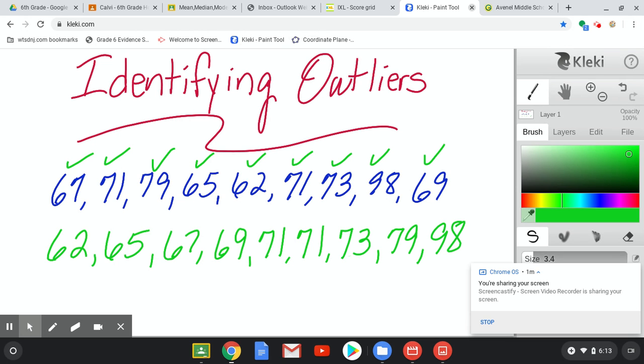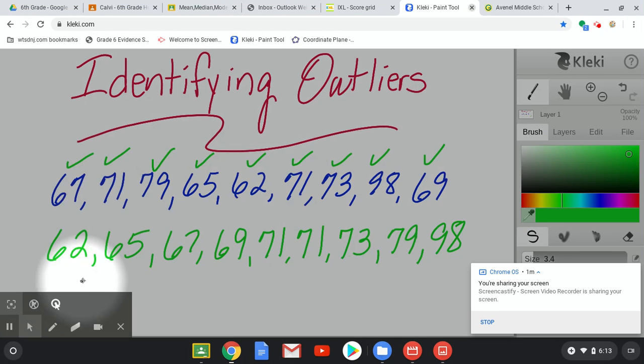Okay, so step one is to put your data set in order from least to greatest. And now I said an outlier is a number that is not close to the other numbers within your data set, kind of far off. So I'm looking at my smallest number, 62, and my largest number, 98. Now, if you notice, these aren't too bad, they're pretty close. And then all of a sudden we have 98, which is pretty far off from the next largest number, which is 79. 62 is pretty close to 65, so nothing surprising there. So in this case, our outlier would be considered 98.